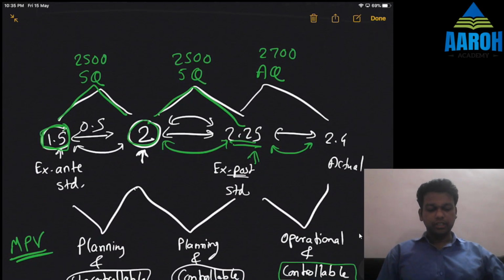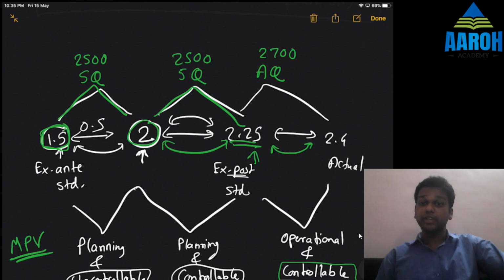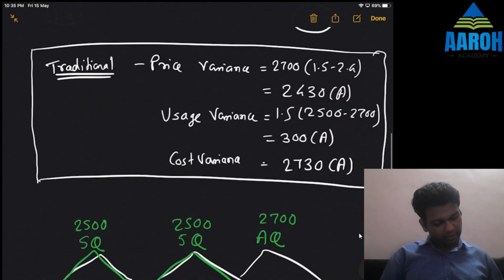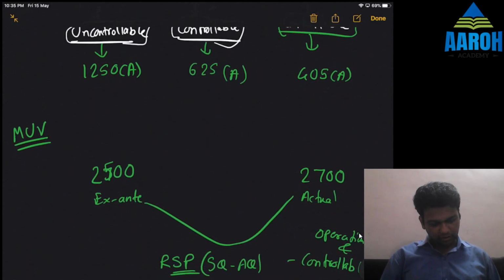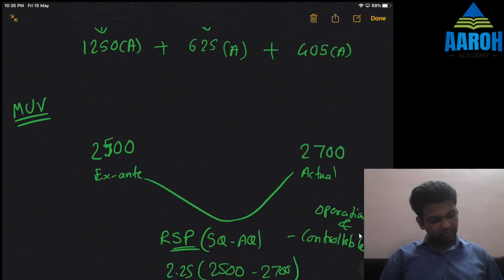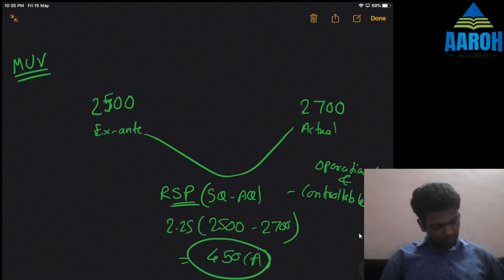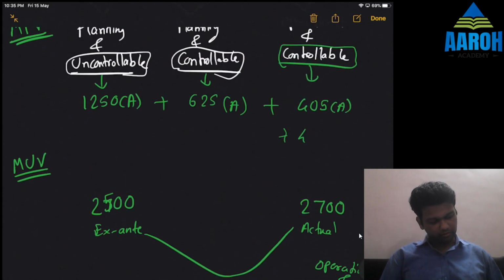So let's go through this again once. Under planning, how can we cross verify this? Our total variance was how much? 2730, right? Let's check whether the total of all this comes to 2730 adverse. 1250 plus 625 plus 405 plus 450. This 450 from below. Let's check.